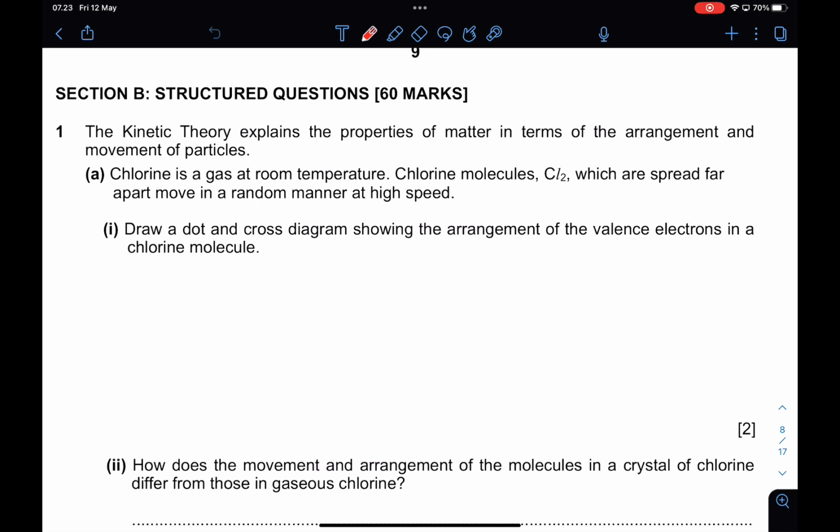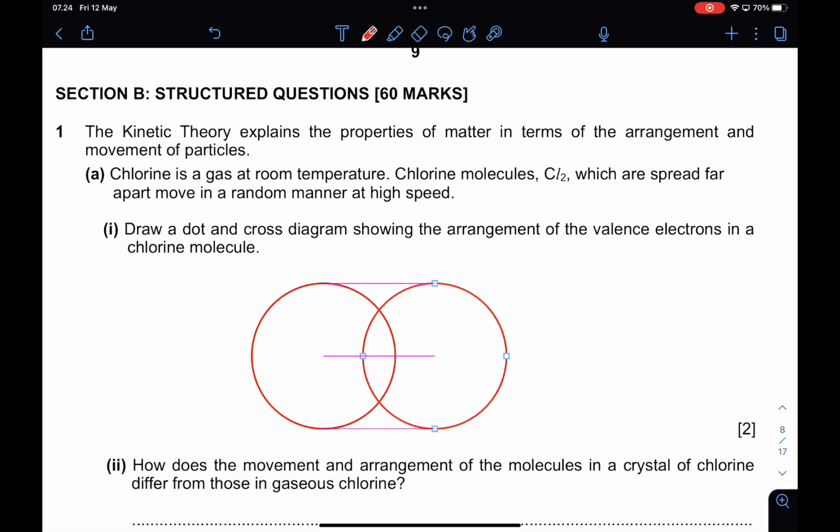How do I know it's a covalent compound? Because chlorine is from group 7, so they must be sharing their electrons. So how do we start? You can start by drawing 2 circles over here. I will make them overlap, and then you can, if you want, put another circle to show it's chlorine, but it doesn't matter. So I just put Cl and Cl over here.